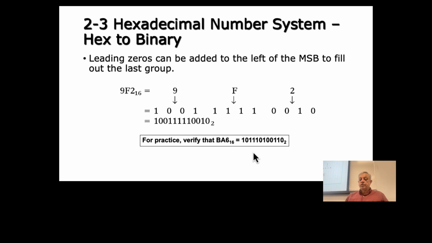Now, for your purposes, take a quick look at BA6, and I want you at your desks to do that conversion and see if you agree that that's the right answer. So what do you think? Does it work? Yes. Yeah. Sure. Yep. 1011 is a B, 1010 is an A, 0110 is a 6. So we know it works.